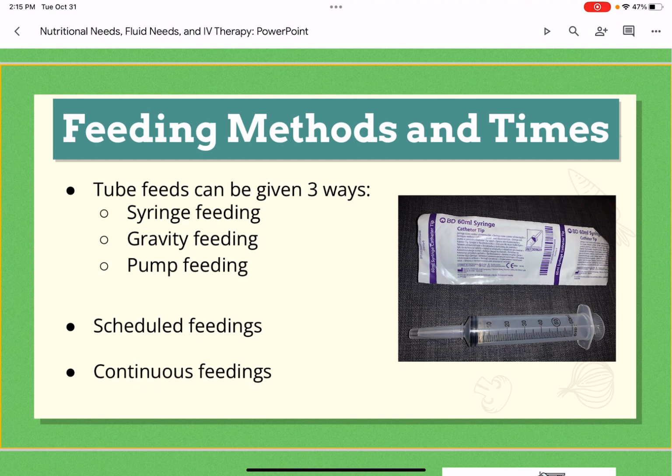With pump feedings, a feeding pump is used. It's called a kangaroo pump. Formula is pumped from the bag through connecting tubing and into a feeding tube. Formula drips into the feeding tube at a certain rate. There are also scheduled and continuous feedings. Scheduled feedings, or intermittent feedings, are given at certain times. Between 3 to 8 feeds are given each day, usually 240 to 360 mLs with each feeding. Continuous feedings are given over 24 hours via a feeding pump.